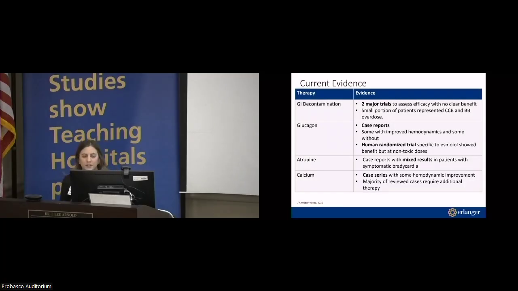And the current evidence, again, for all of these is very limited. There were a couple major trials looking at GI decontamination in overdose of several different agents, but a small portion of patients were represented by calcium channel blocker, beta blocker overdose. For glucagon, the evidence we have is mostly based on case reports. Some had hemodynamic improvement, some patients did not. And there was one human randomized trial that showed a benefit in patients that overdosed on esmolol, but the doses were non-toxic.